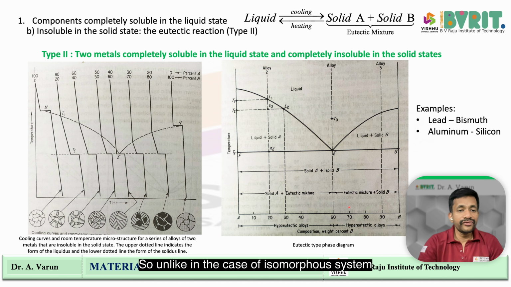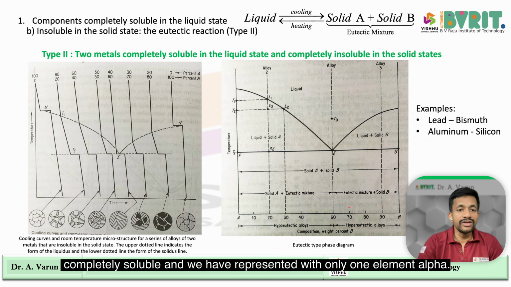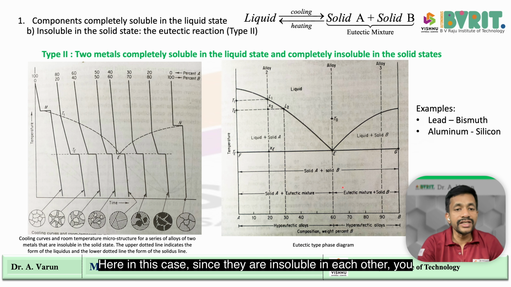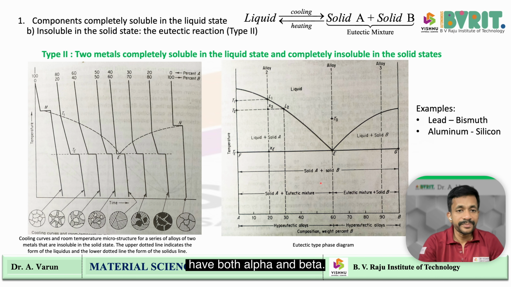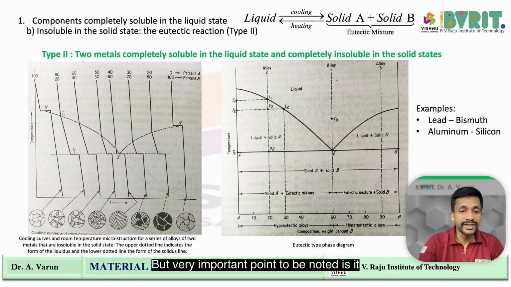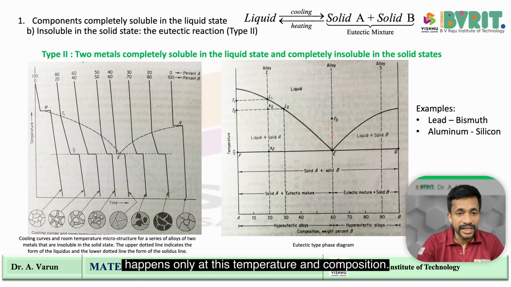Unlike in the isomorphous system in the previous phase diagram, where it is completely soluble and we represented it with only one element alpha, here, since they are insoluble in each other, you have both alpha and beta. So when we write it as an equation, liquid converts into two solids, solid A plus solid B, and this mixture is called eutectic mixture. But a very important point to be noted is it happens only at this temperature and composition.